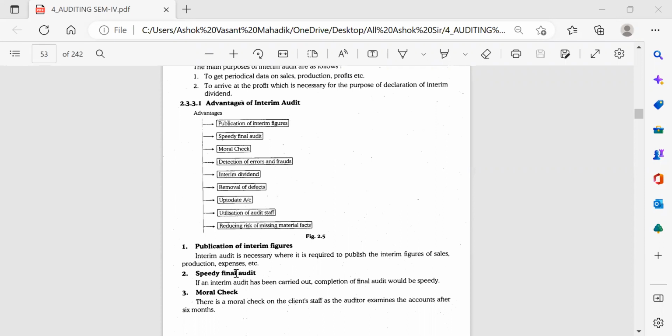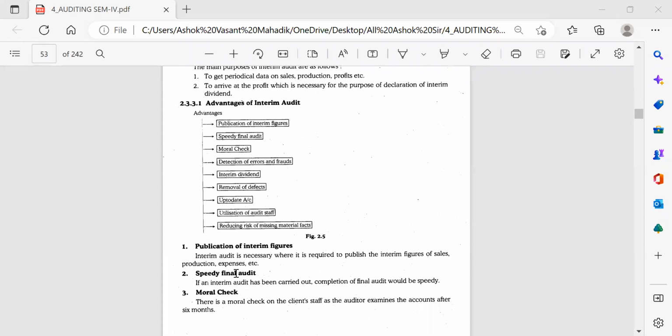Okay, so advantage first, publication of interim figures is possible. You may have seen in the newspaper that a few companies declare their results six monthly. Some companies even publish their final accounts quarterly. So it keeps a moral check on the employees. Speedy final audit is possible. Detection of errors and frauds is done at least six monthly, so the effect of that fraud may not be that hard on the owner.